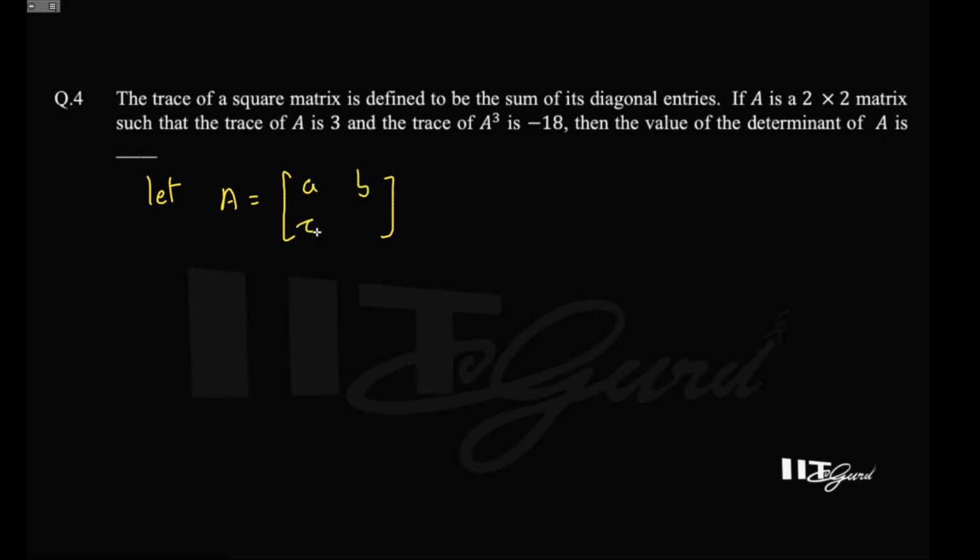Let's say this is c, and as the trace is 3, the sum of these 2 entries is 3. You can write over here 3 minus a. Fine. So what is the determinant of A? The determinant of A, if you open this, is 3a, right? And then after, minus a square minus bc.